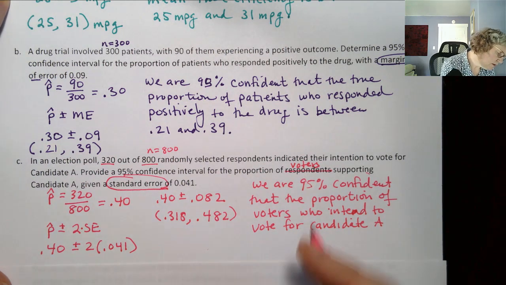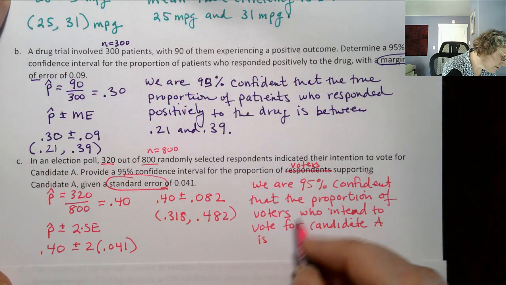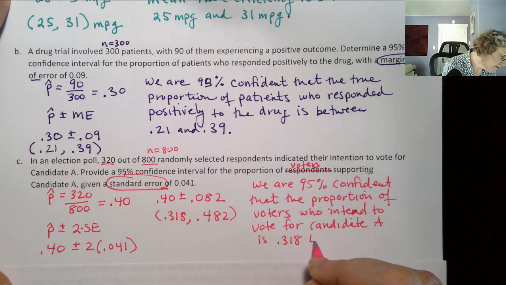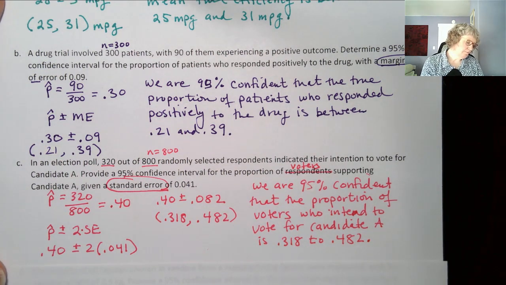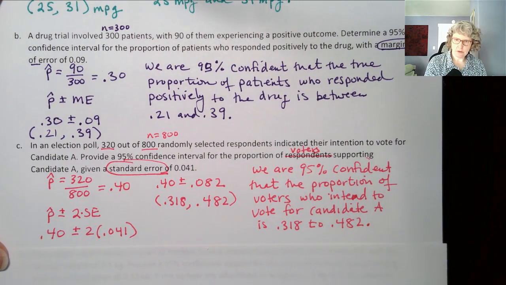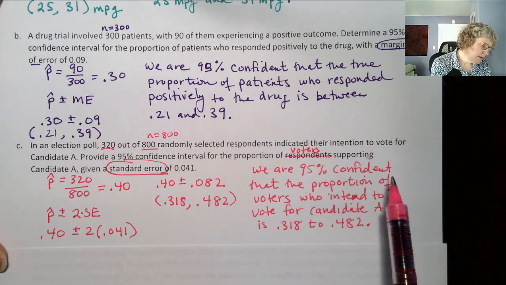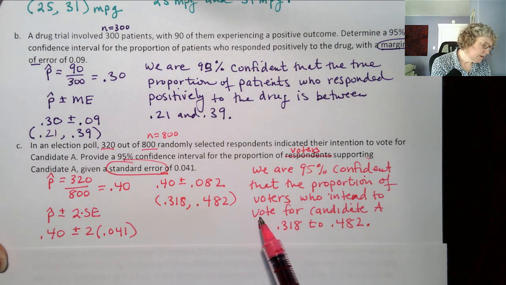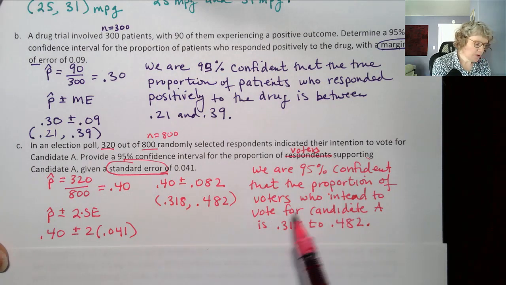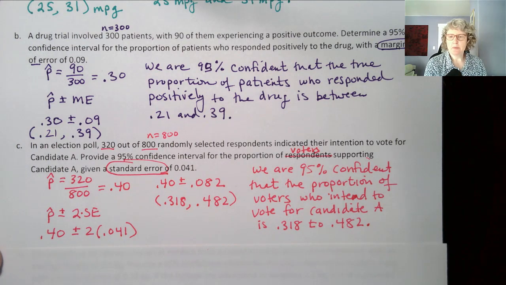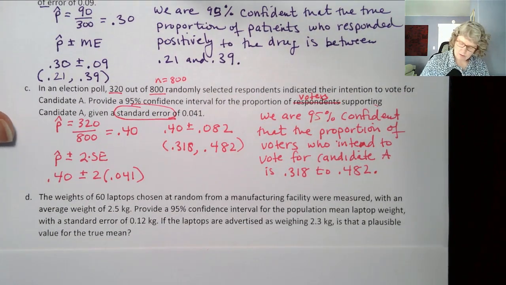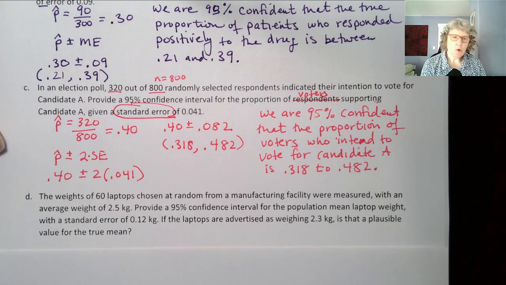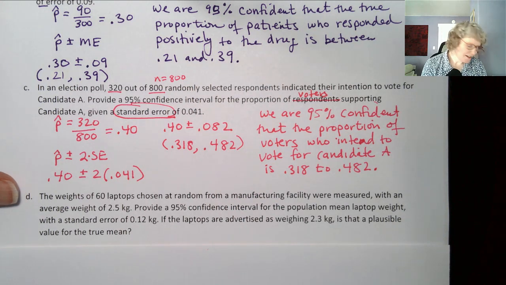The proportion who intend to vote is 0.318 to 0.482. Okay. Or I could have changed it to percentage. We're confident that voters in the population who support candidate A is 31.8% to 48.2%, something like that. So there are some variations. It doesn't have to be exactly like mine. Okay, one more. Try it if you want, and then come back.